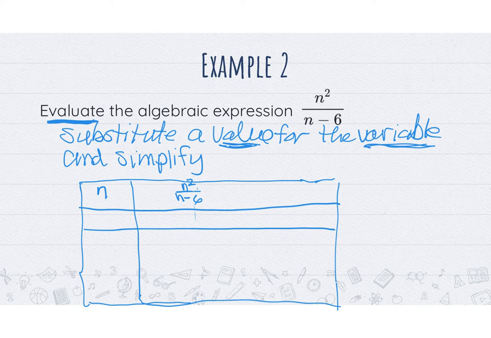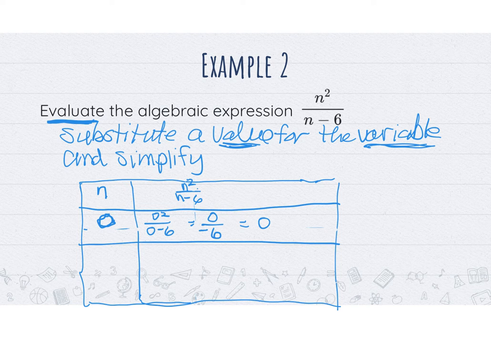Let's evaluate this if n is 0. What I'm going to do is substitute a value, n equals 0, for the variable, and then I'm going to simplify. So I'm going to put 0 squared over 0 minus 6. You can see where I did not leave enough room to make this clear for you, so let me go back. And then I'm going to simplify that. I'm going to solve. So 0 times 0 is 0, divided by negative 6. And when I simplify that all the way, it's 0.